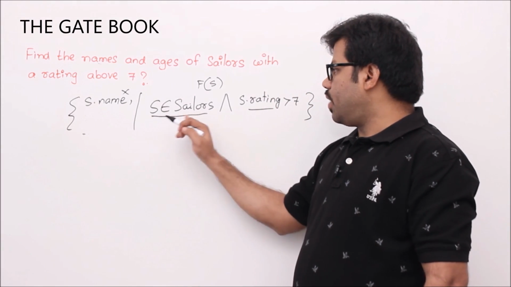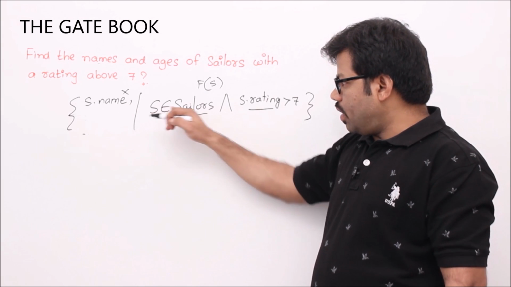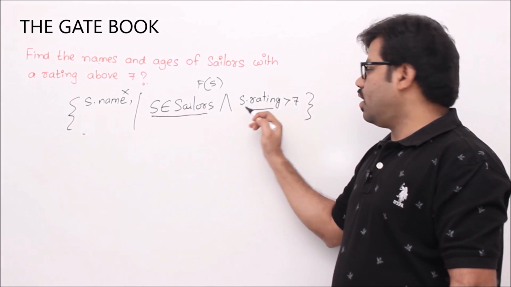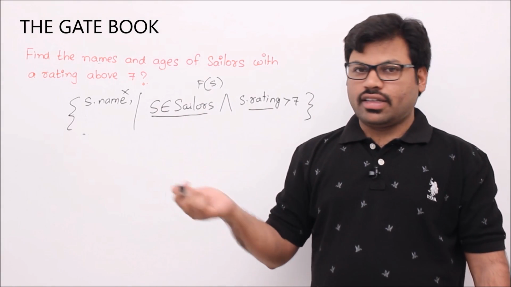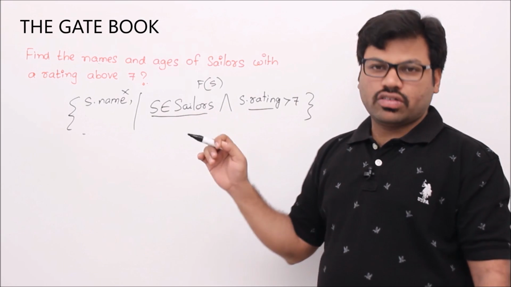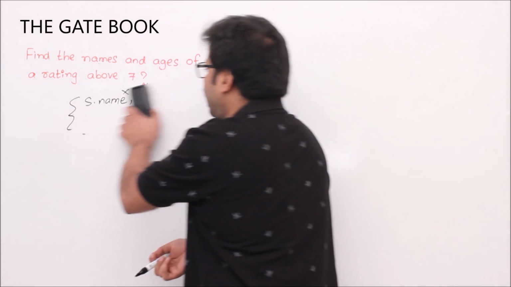So this query is printing the sailors' names whenever that tuple belongs to sailors, that means they are sailors, and their rating is greater than 7. That means it prints the names of the sailors whose rating is greater than 7, right? But it is actually wrong syntax. According to the formal definition, it is wrong. Now we'll see how to write the correct one.